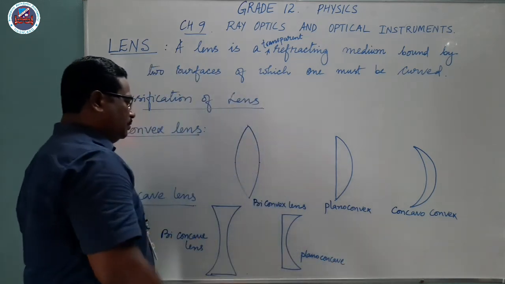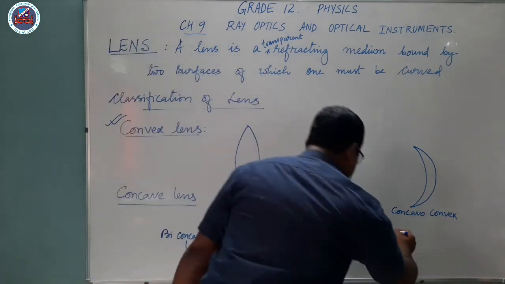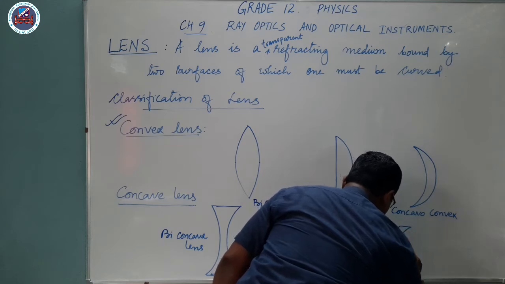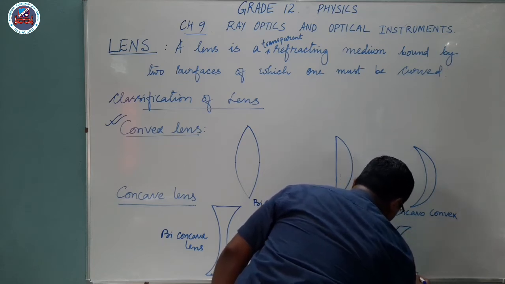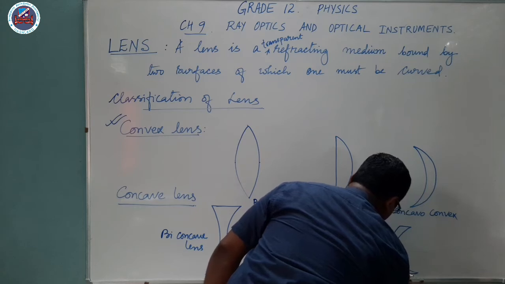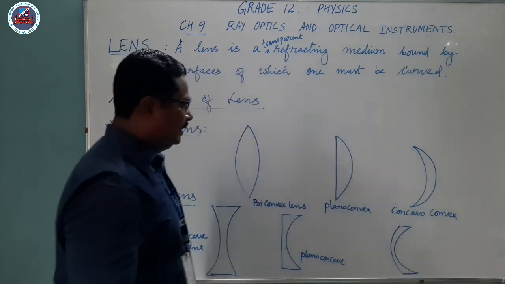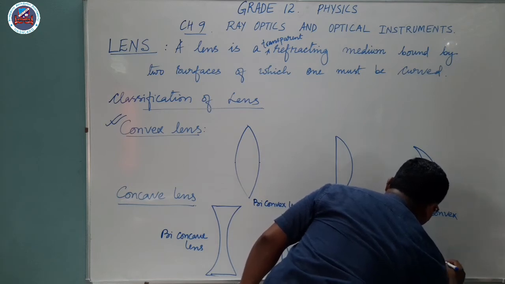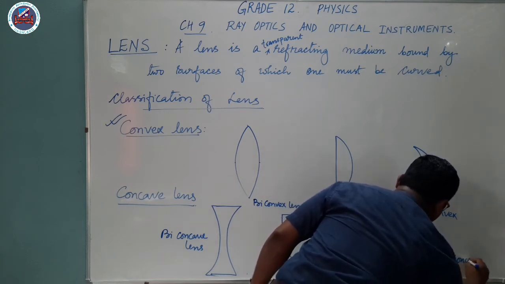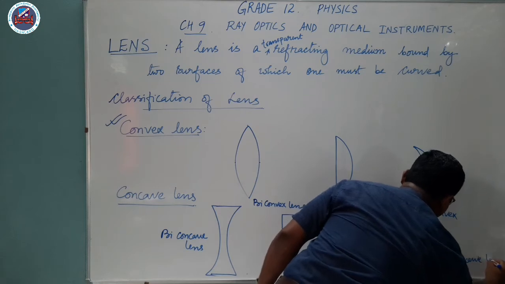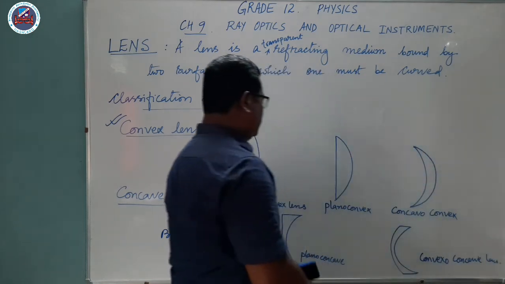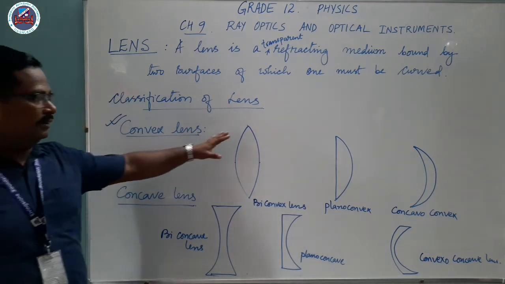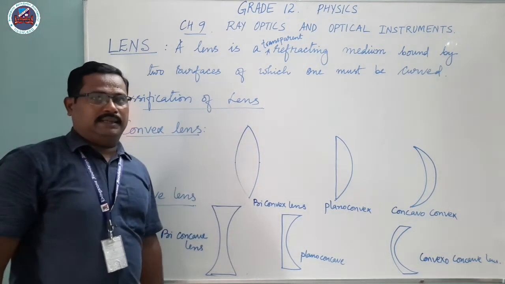And the third one is your convexo concave. This side will come like this, convex, and this side it will be concave. This lens we call convexo concave lens. So these are three types of concave lens. So altogether you have 6 different types of lenses.